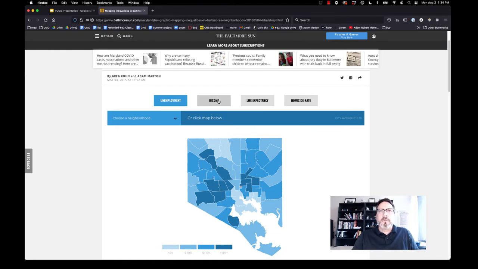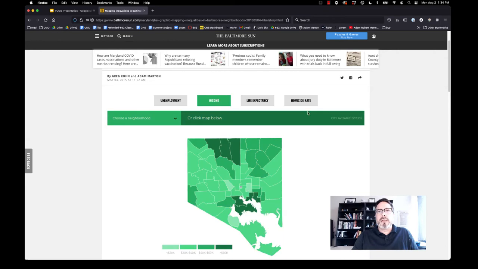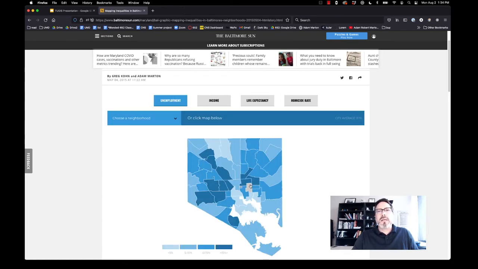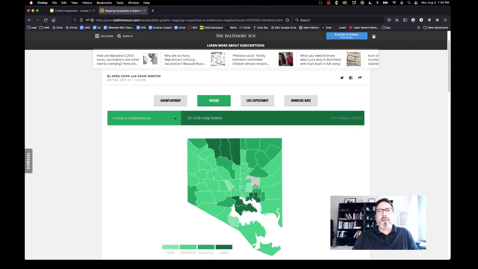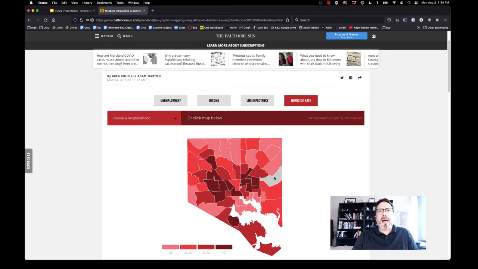as we look at other data points. If we look at income, right, we see some correlation here. Same with life expectancy and with homicide rate, right? Those neighborhoods downtown that tend to have high unemployment also have low income, also have lower life expectancy, and also have a higher homicide rate.